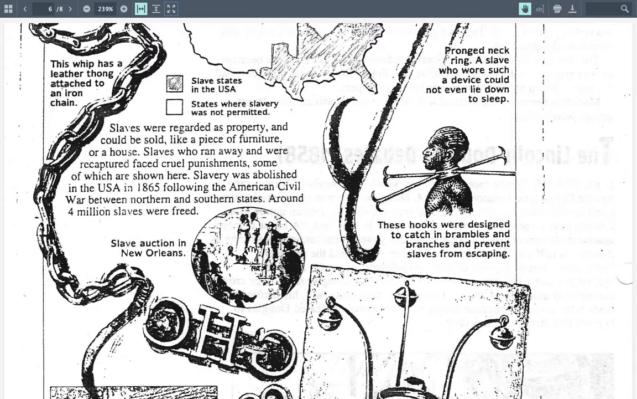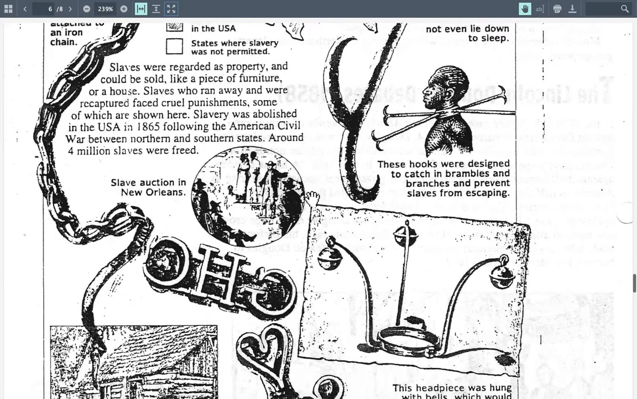Here's a picture of a slave auction in New Orleans, where human beings were sold as slaves, just like cattle at the market. Slaves were regarded as property and could be sold, like a piece of furniture or a house. Slaves who ran away and were recaptured faced cruel punishments, some of which are shown here. Slavery was abolished in the USA in 1865 following the American Civil War between northern and southern states. Around 4 million slaves were freed.